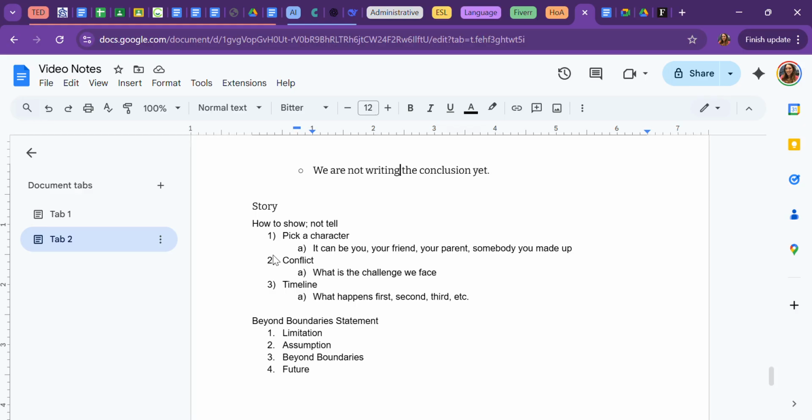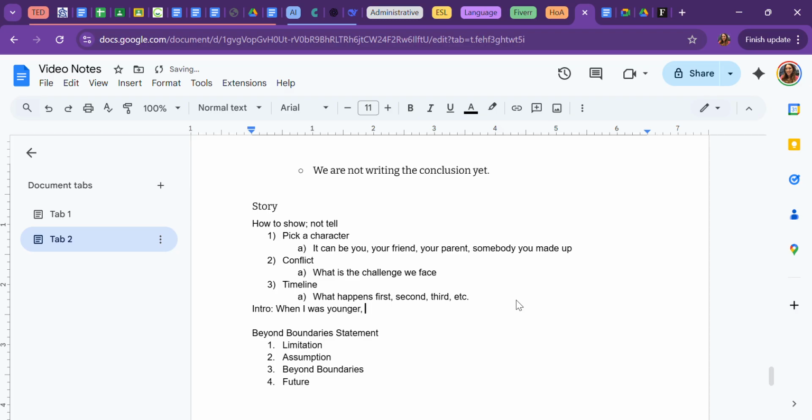First, we pick a character. It can be you, your friend, your parent, somebody you made up. The story does not have to be real. Then we need a conflict of some sort that we're going to face. And then we got to stick to a timeline. It needs to go in order. So let's, in my intro, let me think about a story. Let me think of a good story.